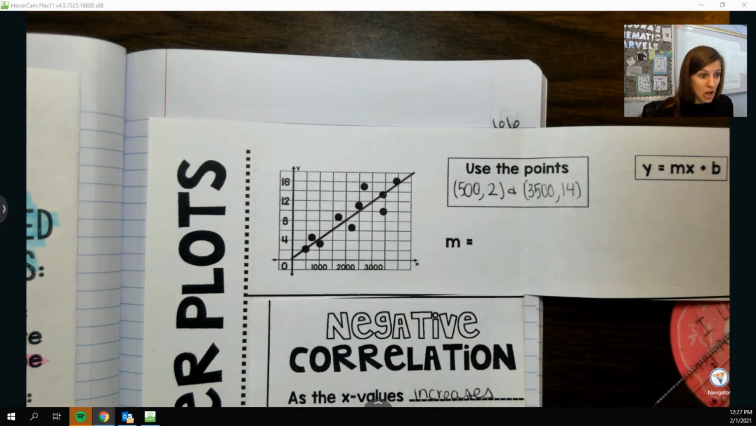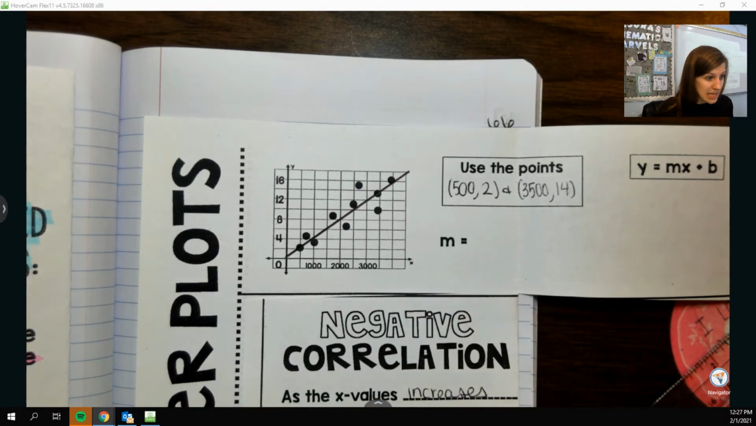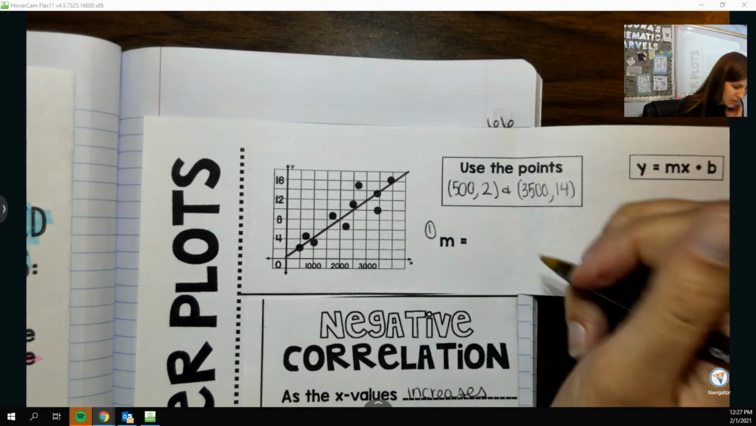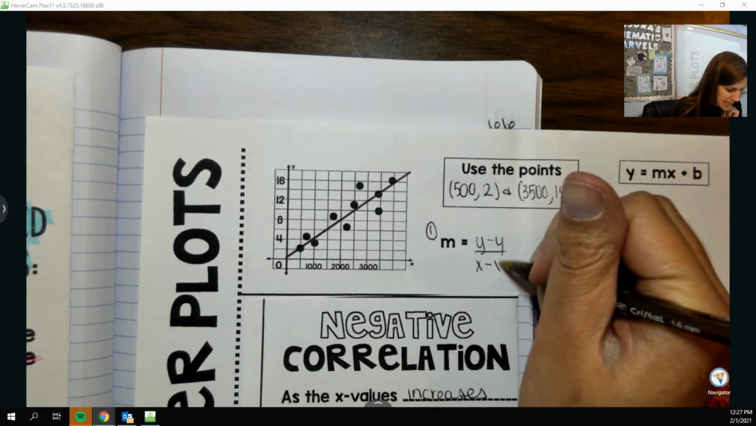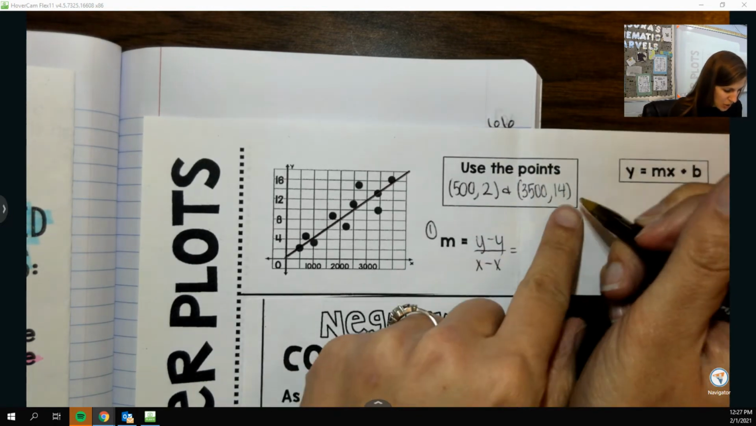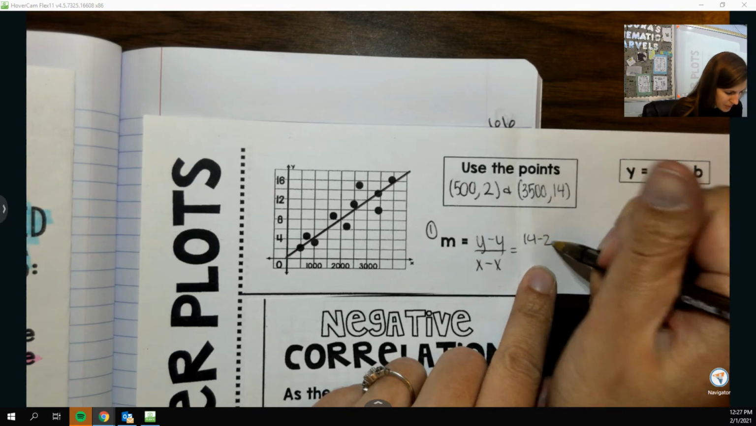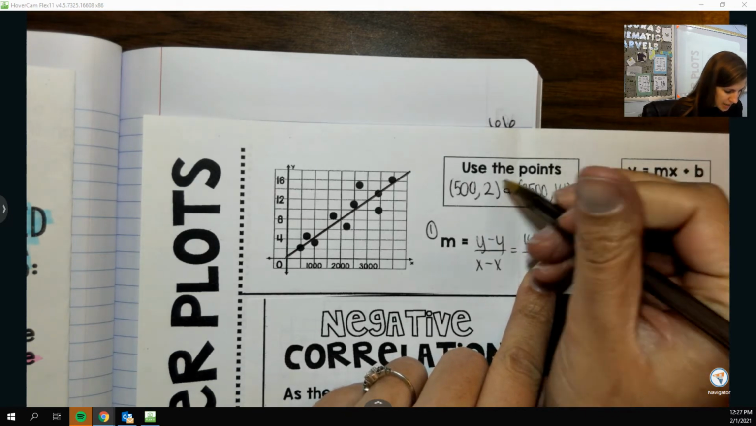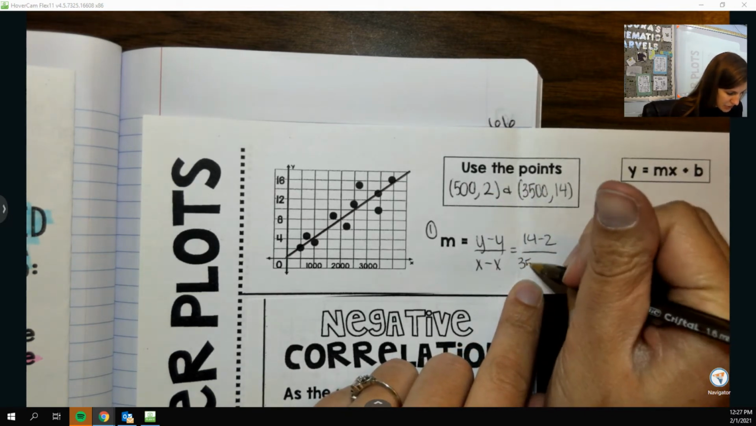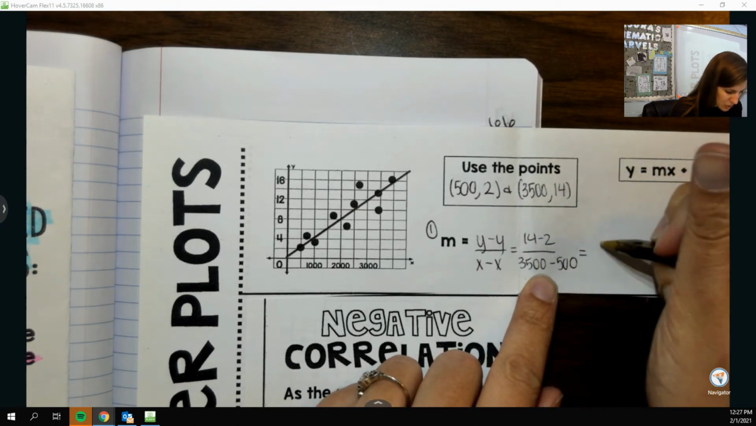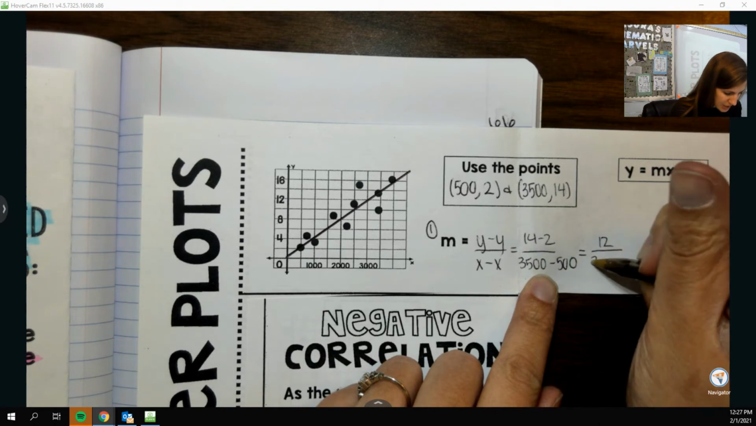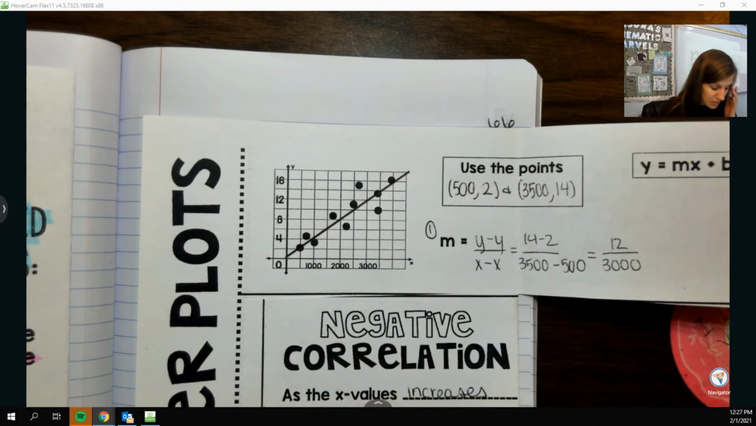Okay. So when I have my 2 points, the first thing I've got to do is find slope. So y minus y over x minus x. So I'll do 14 minus 2, and then 3,500 minus 500, which will be 12 over 3,000, which can definitely reduce.